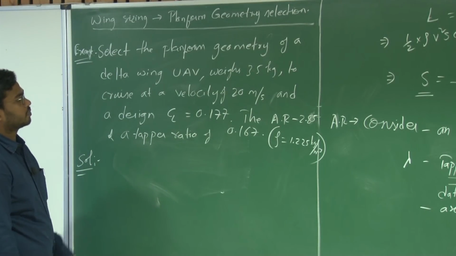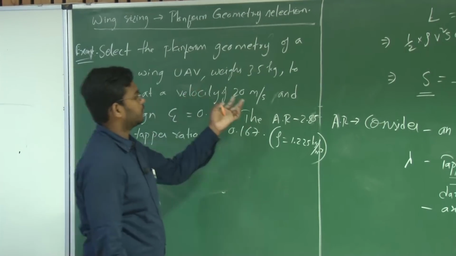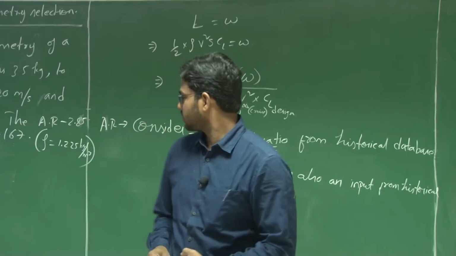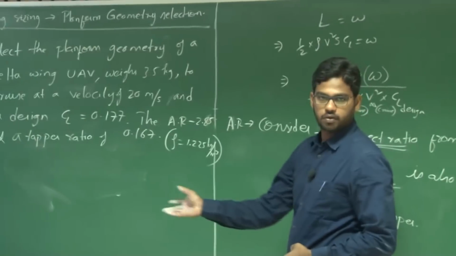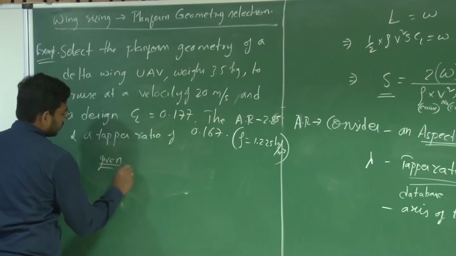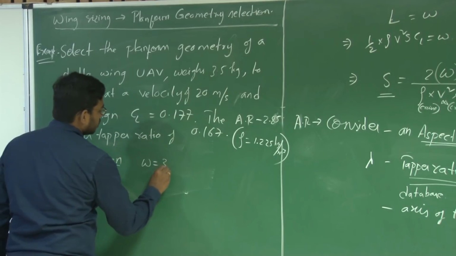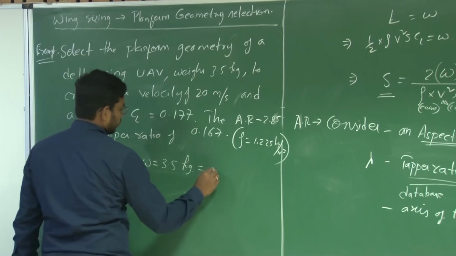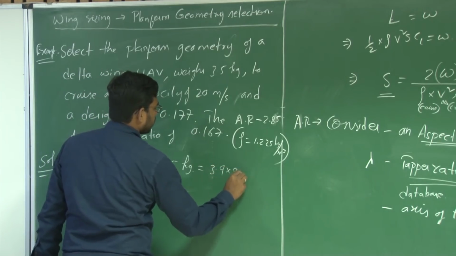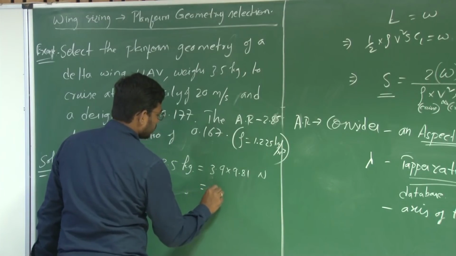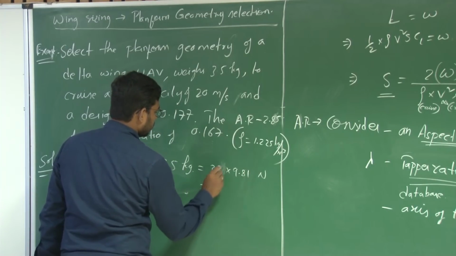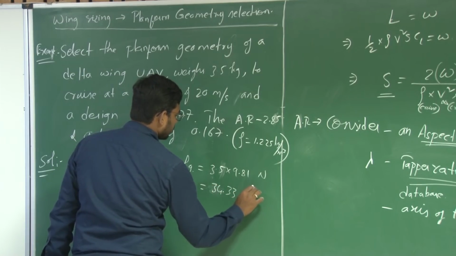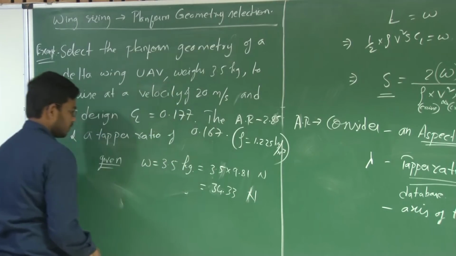Now we have to select the planform geometry. So first, to figure out the planform geometry, we need to know what the area of the wing should be. Once you have the area, based upon this aspect ratio and lambda, we can figure out the planform geometry. W is equal to 3.5 kg, which is 3.5 into 9.81 newtons, 34.33 newtons, right? Okay.